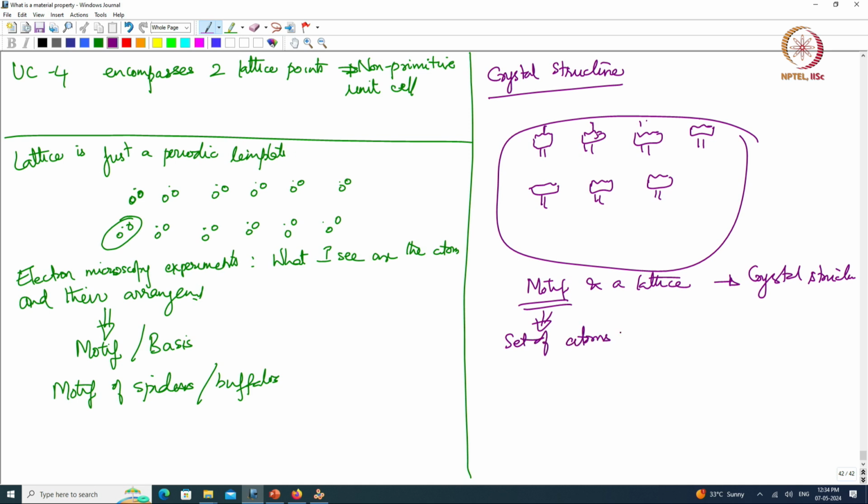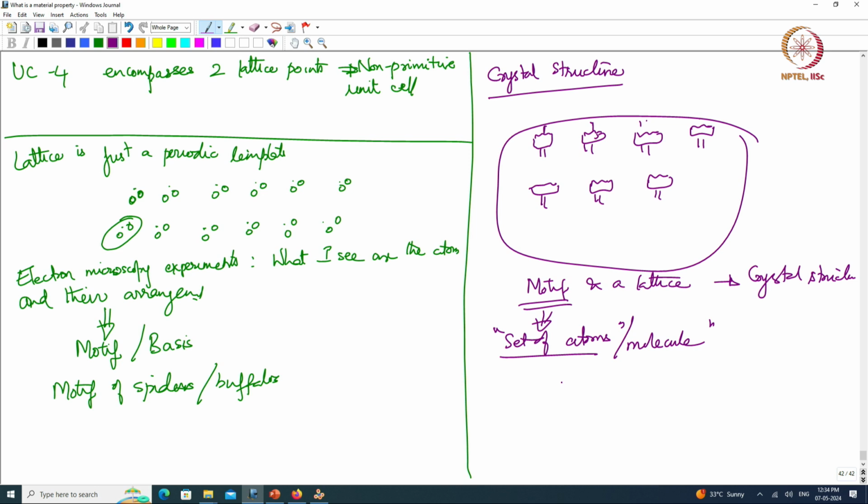Okay. It can be a single atom or a set of atoms, or a molecular motif. So, I can have an H2O solid, ice, which has H2O units. So, H2O will be a motif, a set of atoms or a molecule. Now, what is this combination? How do I combine a motif and a lattice?